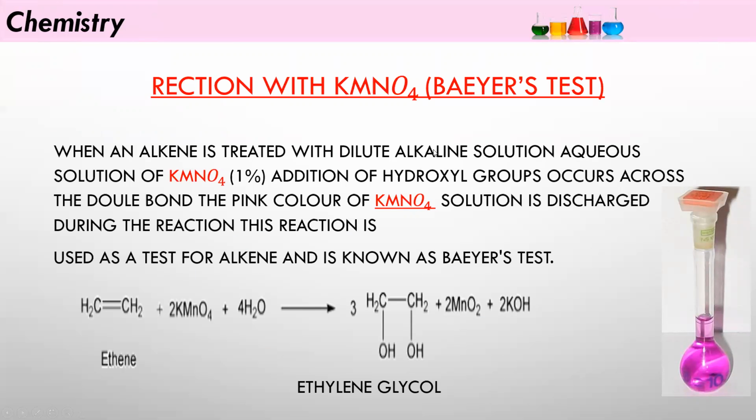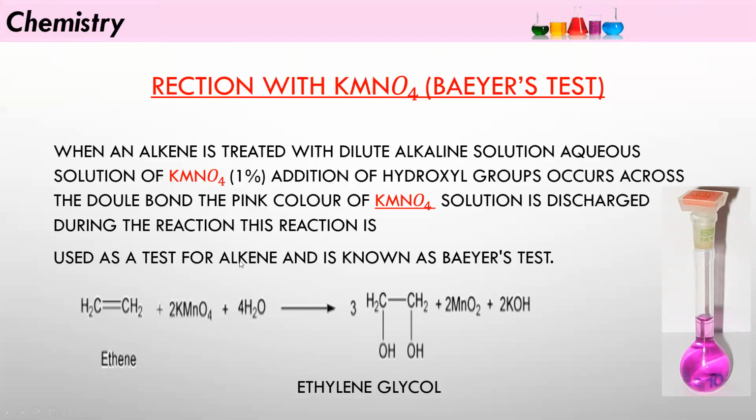Reaction with KMnO4, which is also called Bayer's test. When an alkene is treated with a dilute alkaline aqueous solution of KMnO4, addition of hydroxyl groups occurs across the double bond. Actually, the pink color of the KMnO4 solution is discharged during the reaction, and this reaction is known as Bayer's test.